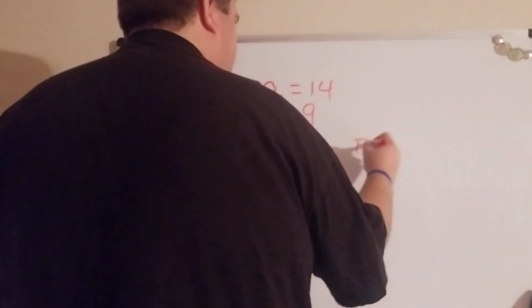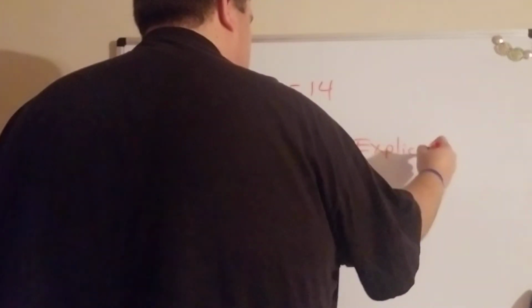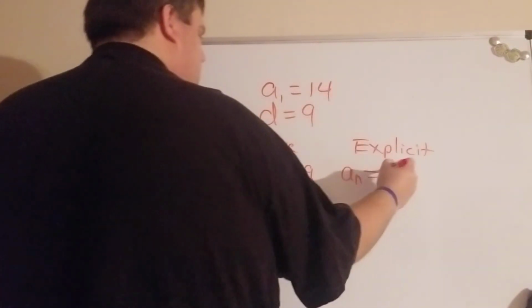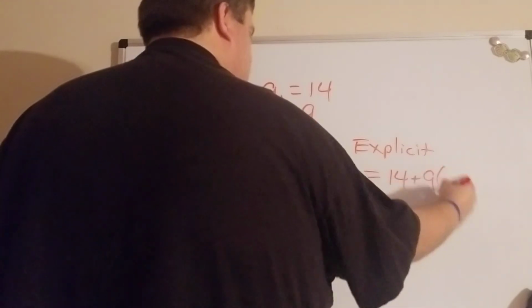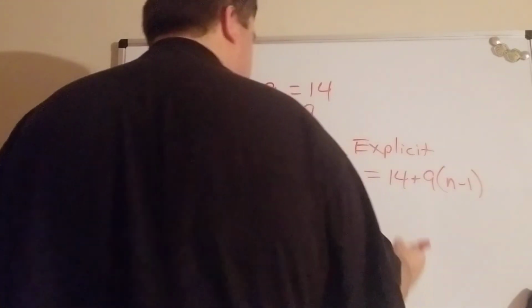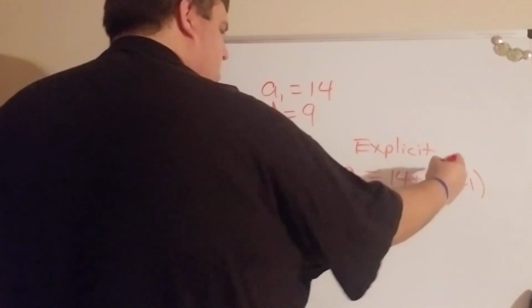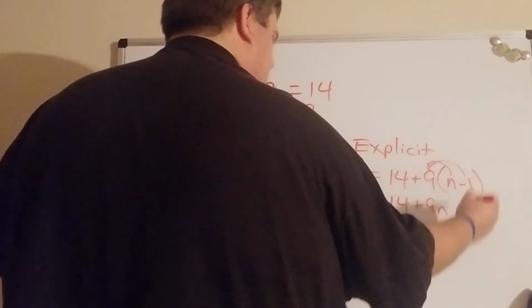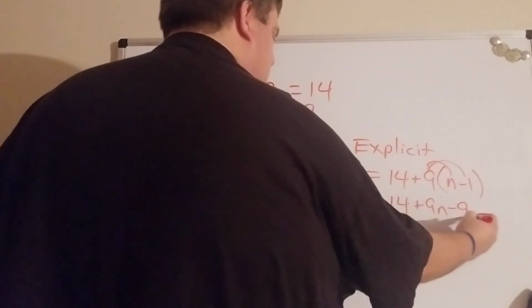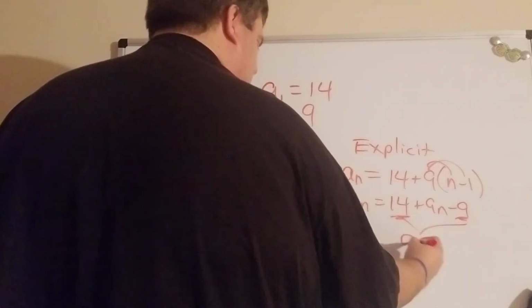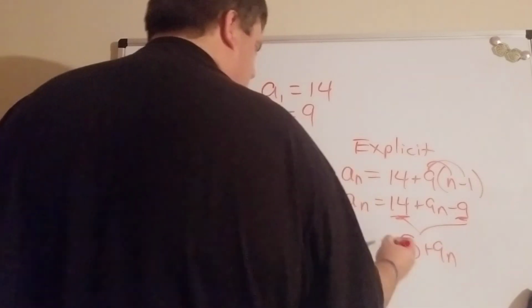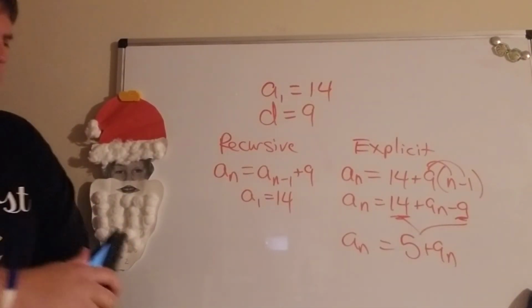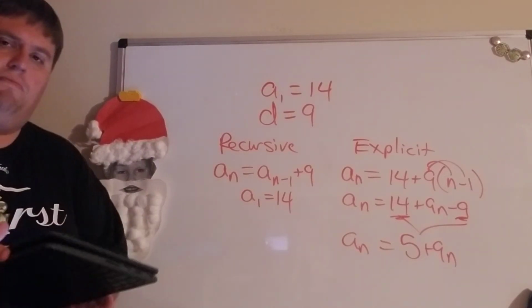For explicit, I'm going to go a sub n equals 14 plus 9 times n minus 1. And then we got a little bit of work to do. 9 times n is 9n. 9 times negative 1 is negative 9. 14 minus 9, or plus negative 9, is $5. And there is my explicit formula, 5 plus 9n, or 9n plus 5, however you want to write that.